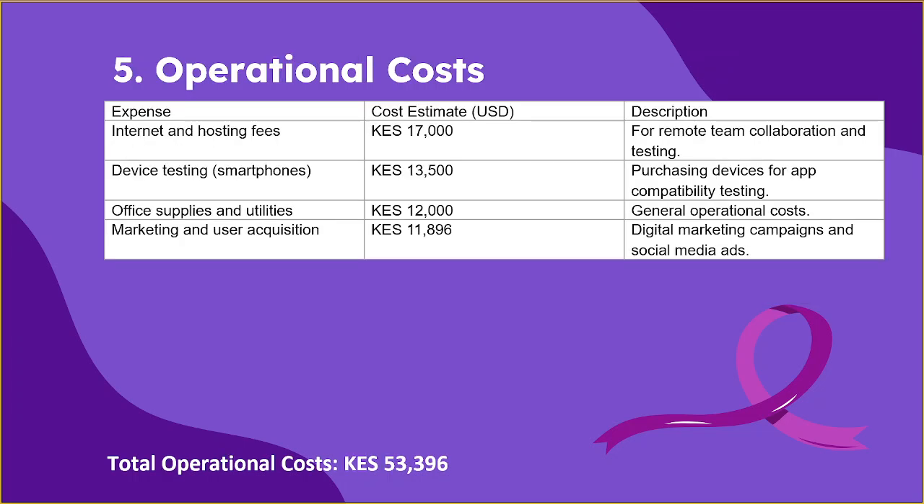Then we come to operational costs. Operational costs will have expenses and costs. So the expenses for operational costs will be the internet and hosting fees. You see, as we get more users on the server side, the cost of internet on the server side goes up, just because it goes proportional with the number of users.